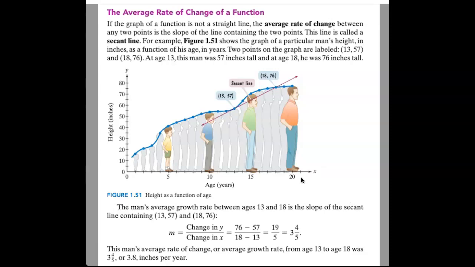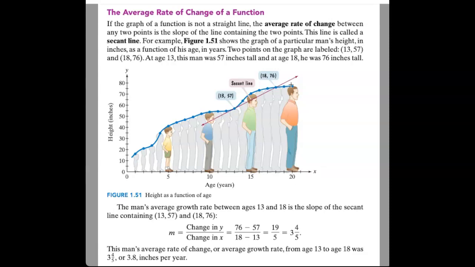Now, what I want to point out here is that the average rate of change is going to be different if we consider 1 year to 5 years. We can see that that secant line is going to be a little bit steeper. Also, what if we considered 16 years to 20 years? That secant line would almost be horizontal. So the average rate of change changes as you progress through the different slices of a function.